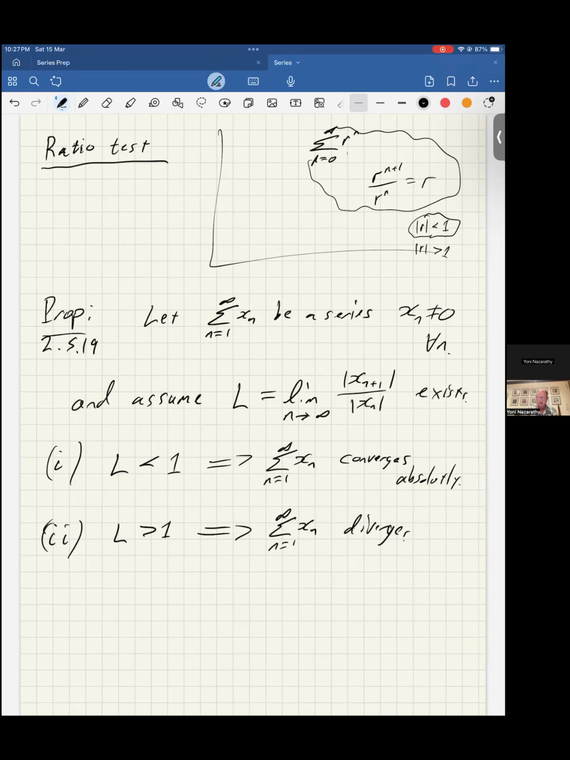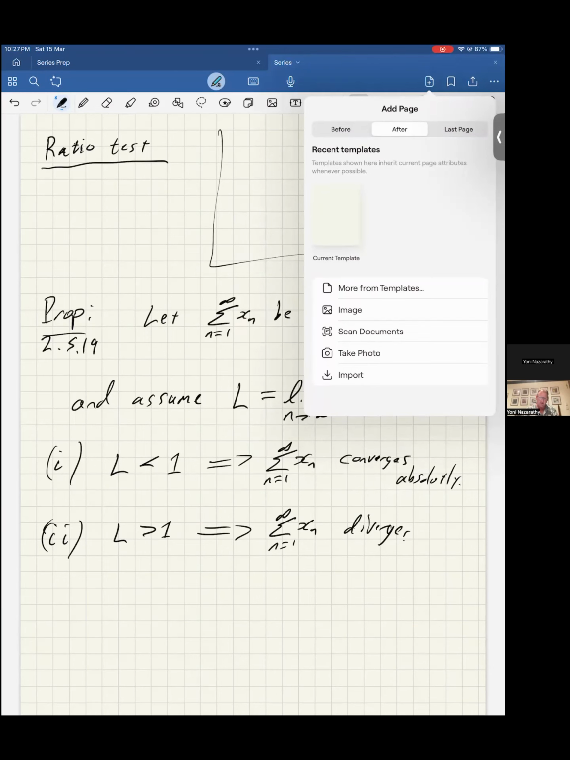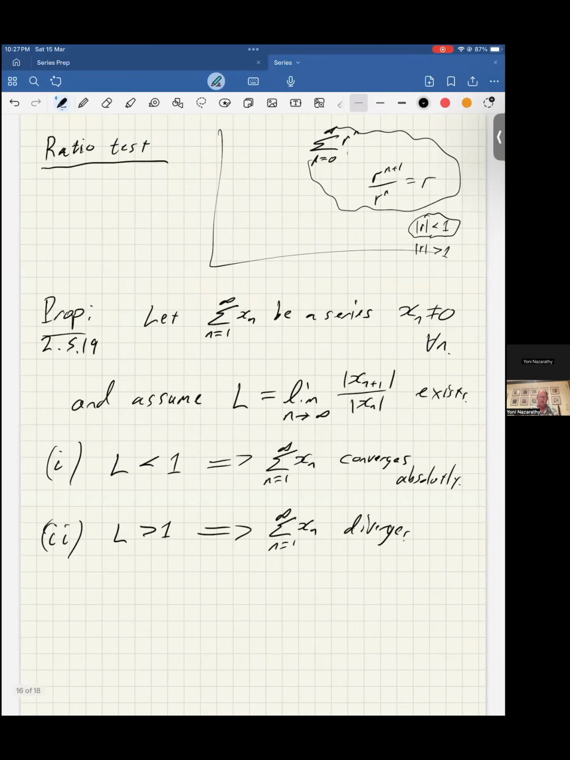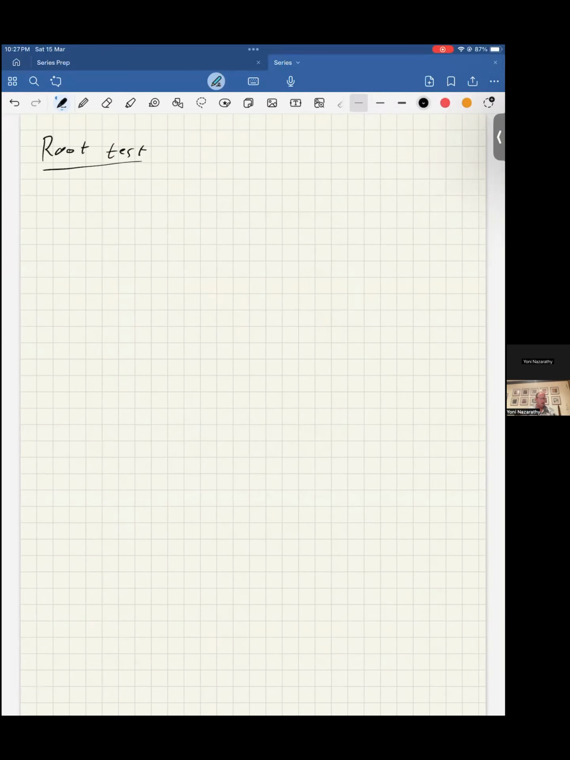Now, another somewhat similar test, and also here, in terms of time, we'll skip the proof, is the root test. And I assume that in a calculus course, you've used both the ratio test and perhaps the root test. So here is proposition 2.6.1, and that's the root test. Again, we're speaking about a series.